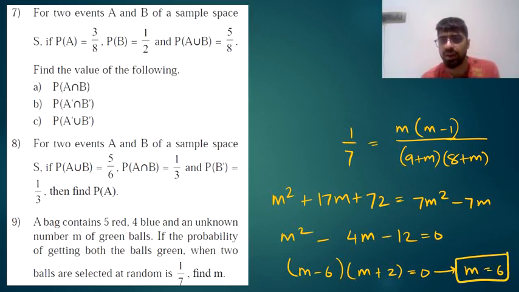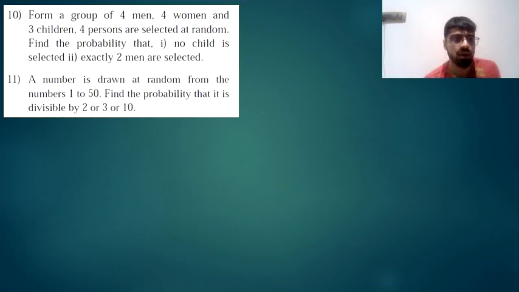You cannot have m as minus 2 because m strictly has to be a positive integer, because m was the number of green balls. It doesn't make sense when you say m is minus 2. So the value of m out there will be 6, and once we get the value of m as 6, we have answered our 9th question as well. We go ahead with our last 2 questions.